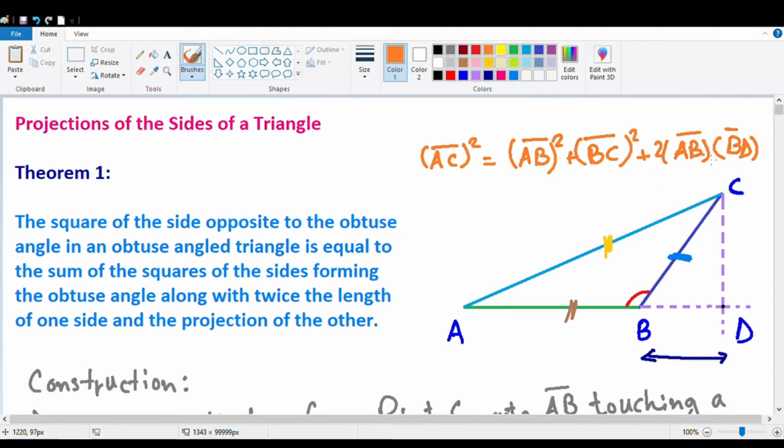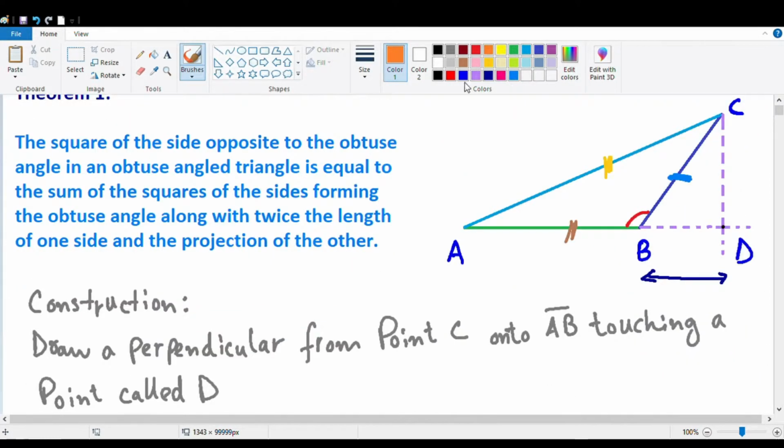Now we have the theorem. This is the theorem, right? And now it's time to actually prove it. So how are we going to prove it? First of all, I want you to come over here into this image.